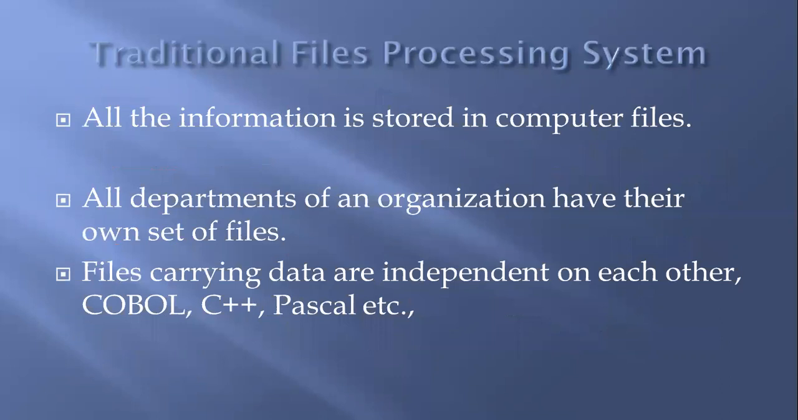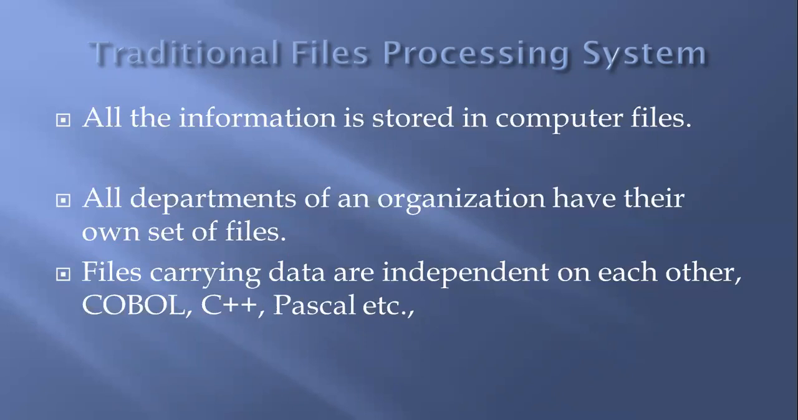Now, the traditional file processing system. All the information is stored in files. It was a totally computer-based system where all the information is stored in different computer files. A traditional file system stores data in a manner that all the departments of an organization can have their own set of files that create redundancy.